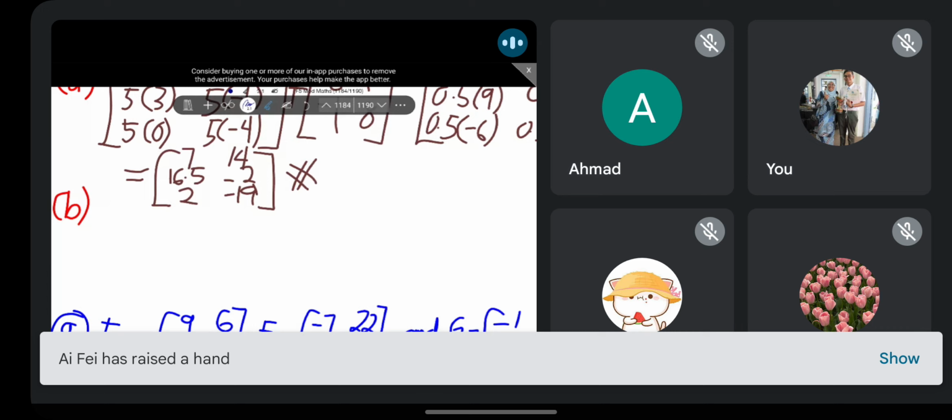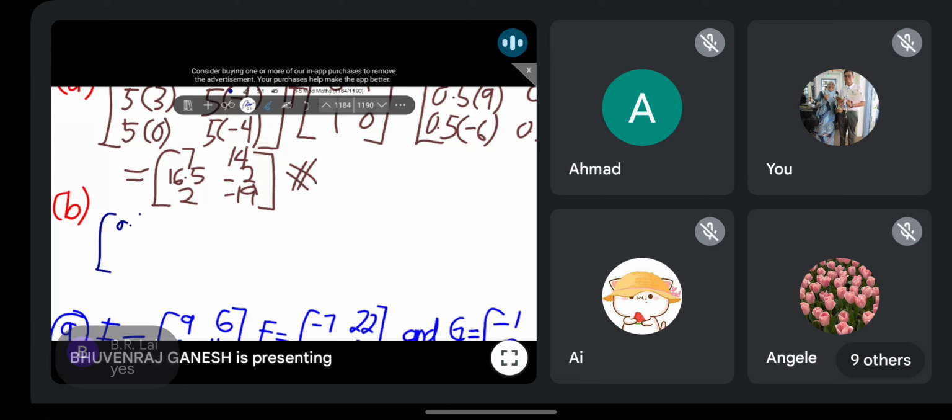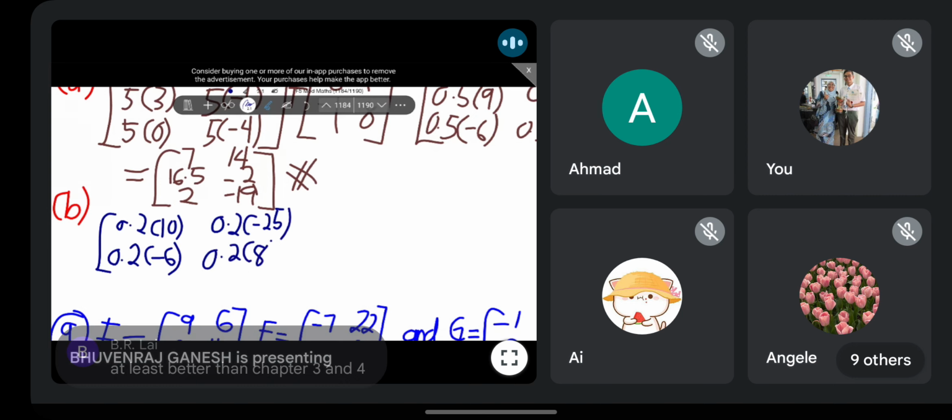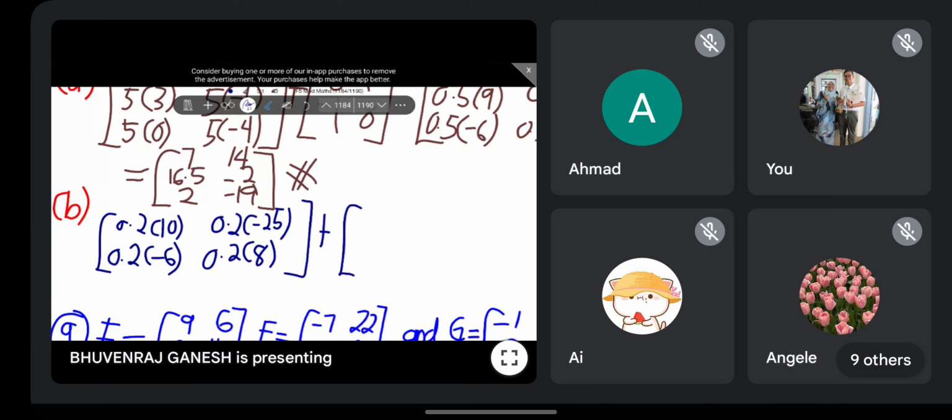In other words, okay. So 0.2, 10. You times the 0.2 inside to every number. Negative 25, 0.28, tutup, plus, okay. Over here, 1 over 5 is actually 0.2. Okay, at least better than chapter 3 and 4, agree.